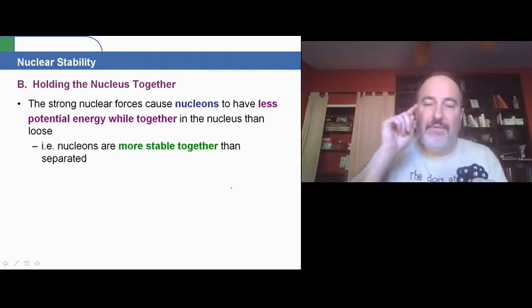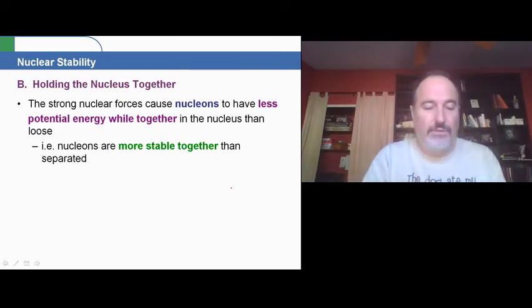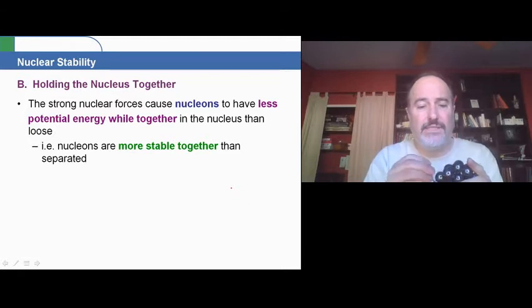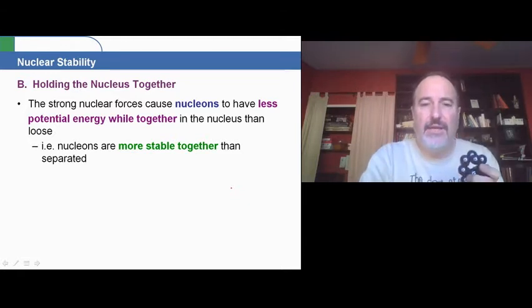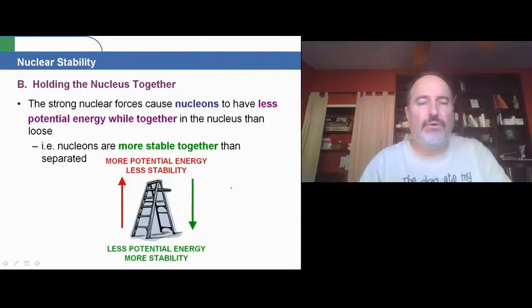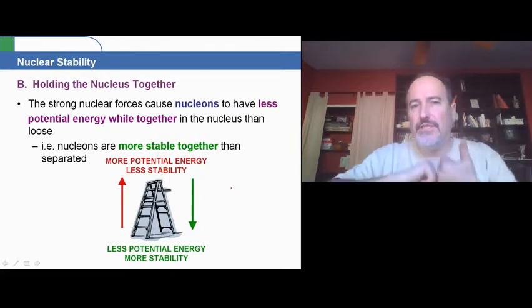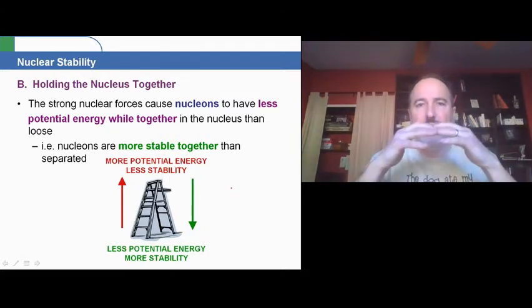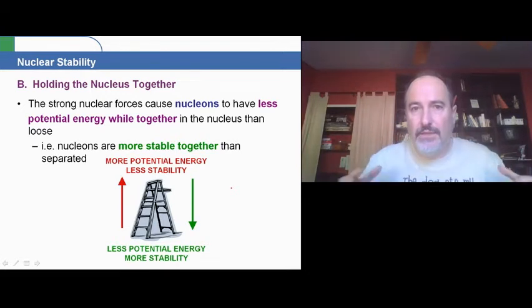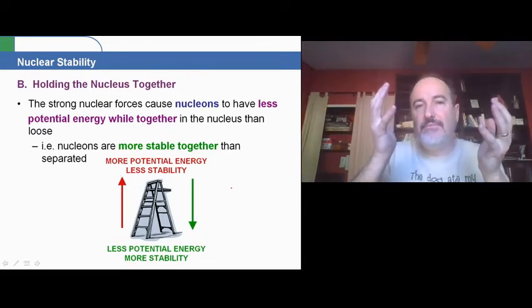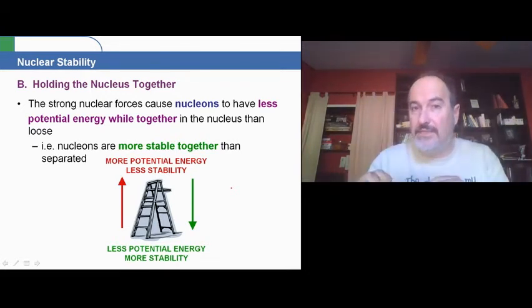All right. Now that means, of course, and we learned this first semester, the nucleons are more stable together than they are separated. Remember that whole inverse relationship between potential energy and stability. The more energy a system has, the less stable it is. The less energy it has, the more stable, like on a ladder.